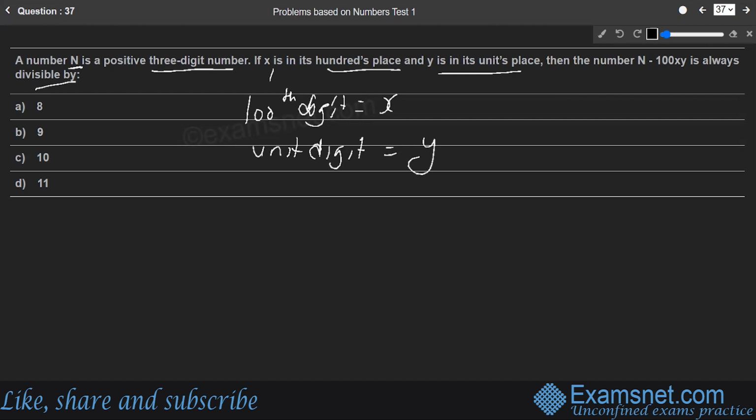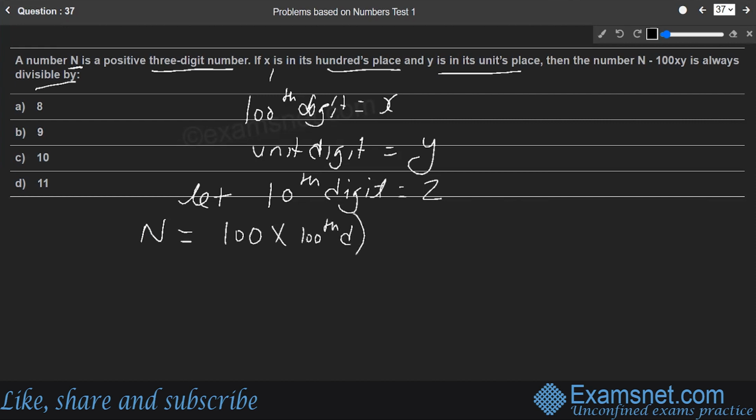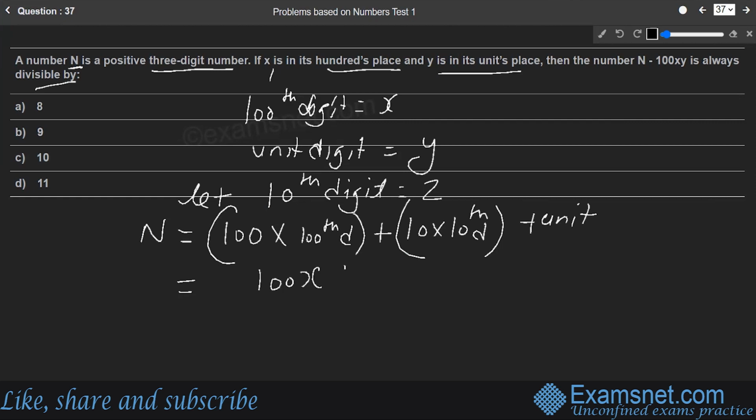Only the tens digit has been left out, so let us assume the tens digit is z. A three-digit number is made in this way: 100 times the hundreds digit, plus 10 times the tens digit, plus the unit digit. This is how a three-digit number can be made using the digits. The hundreds digit we assumed to be x, so it's going to be 100x, plus the tens digit we assumed to be z, so it is 10z.